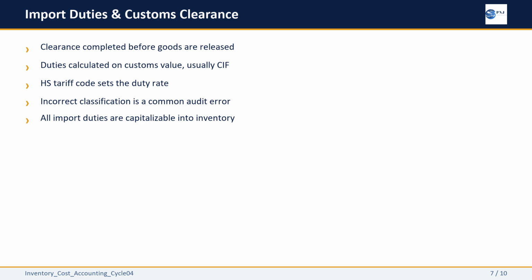Value-added tax or goods and services tax on import is tracked for input credit recovery, and customs records are retained 5 to 7 years. The key accounting point: all import duties are capitalizable into inventory cost. They are not expenses, and routing them through an expense account understates inventory and distorts the timing of cost of goods sold. Now we pull every cost together.